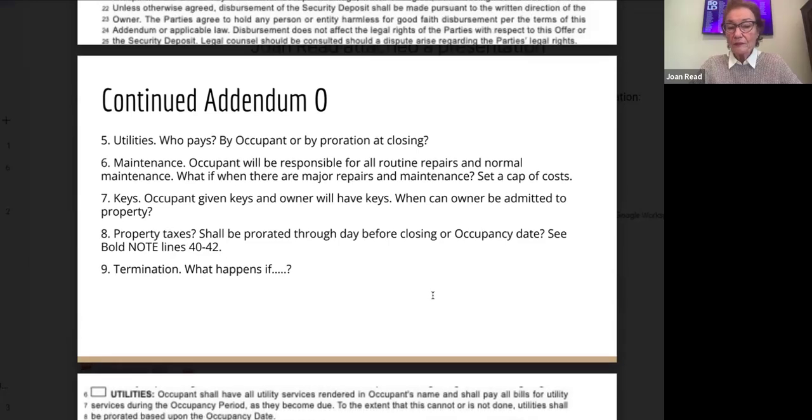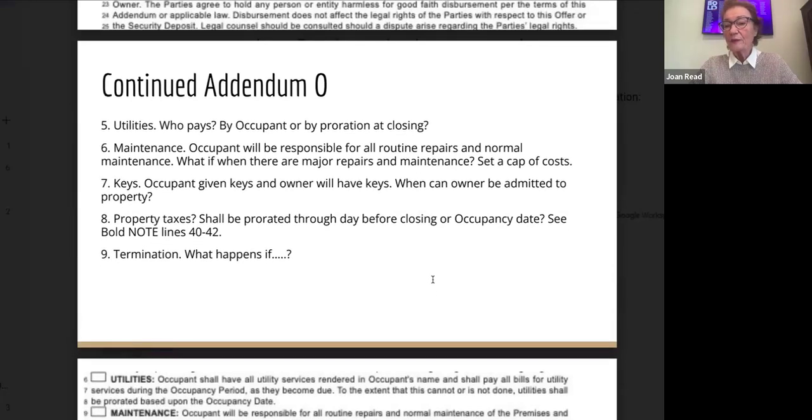Who's in charge of the maintenance? The occupant will be responsible for all routine repairs. What happens if there are major repairs and maintenance? Then you put a cap on the costs, like anything over $1,000. And then who is responsible? Who gets the keys? How many copies of the keys? When can the new owner be admitted to the property?